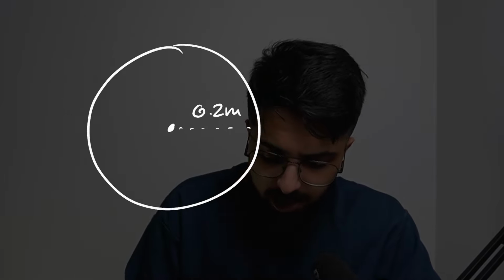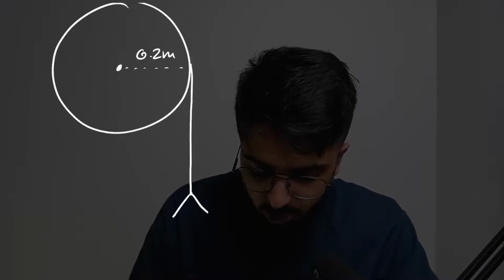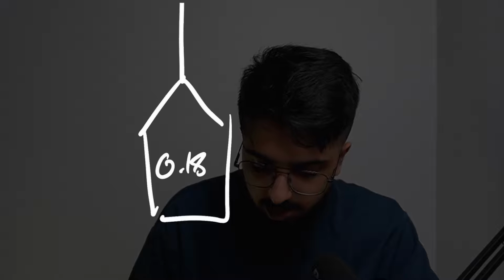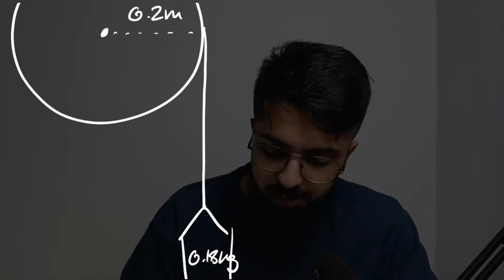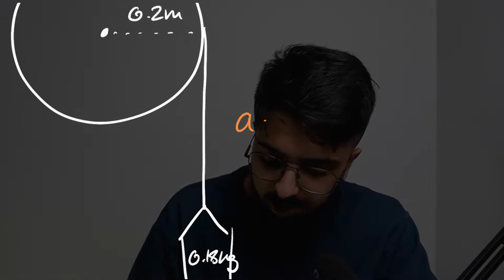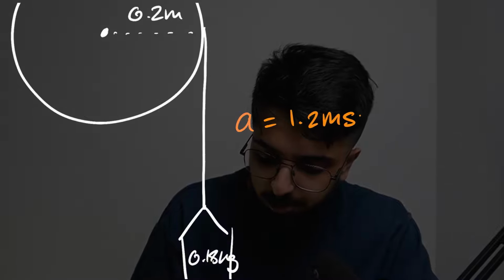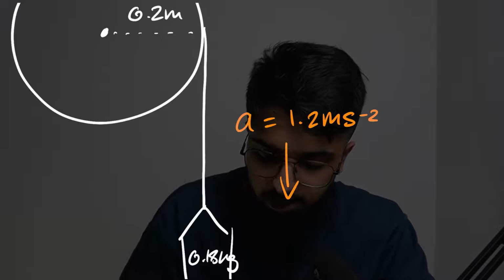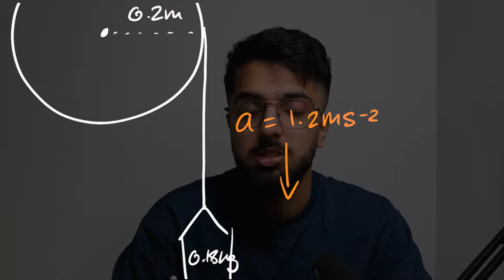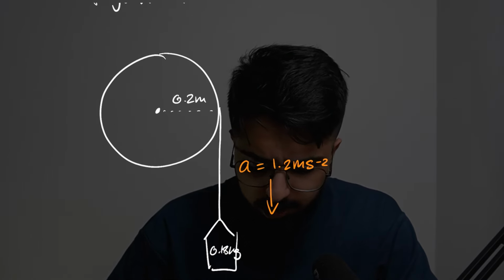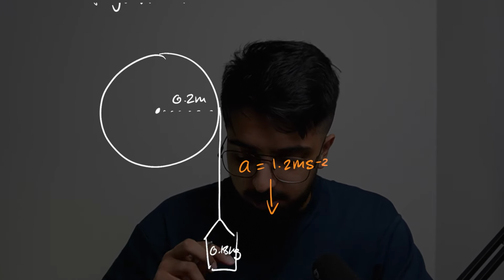Okay, and this radius distance right here is 0.2 meters, and we have a mass that is hanging off this flywheel. This is a known mass. We know the mass of this is 0.18 kg. We also found out that the acceleration of this flywheel is 1.2 meters per second downwards. So it's accelerating 1.2 meters per second downwards. In order to calculate I, we need to go through a few steps.